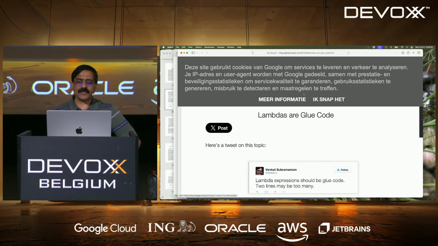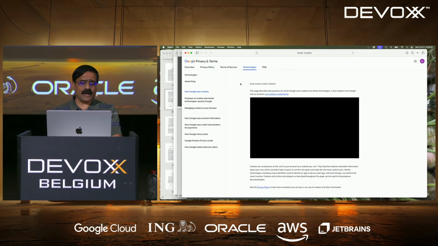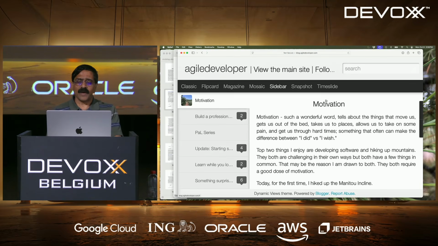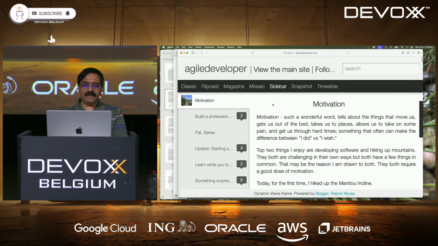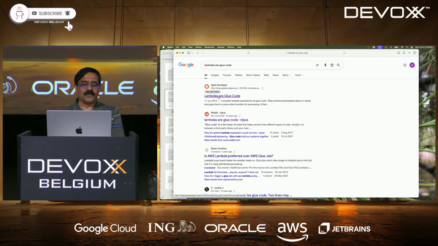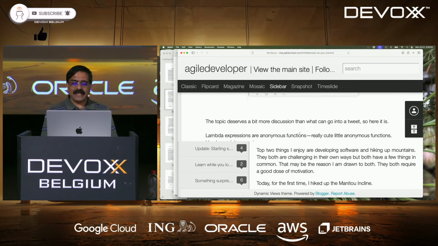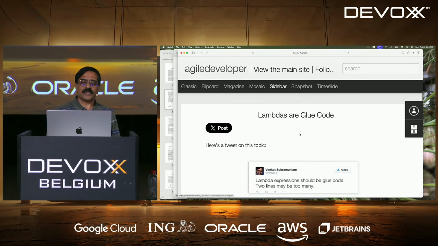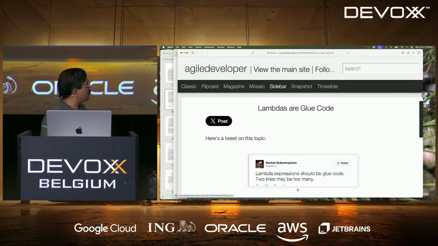So lambdas are glue code. Two lines may be too many. So essentially, lambdas are glue code. Two lines may be too many, right? So this is one of my recommendations: lambda expressions should be glue code. Two lines may be too many. One of the things I discipline myself to do is not to write multi-line lambdas.